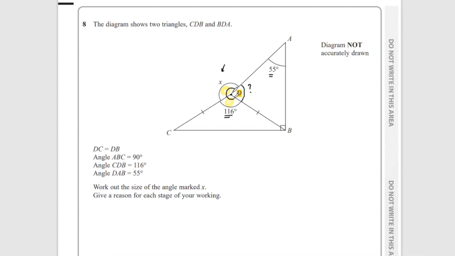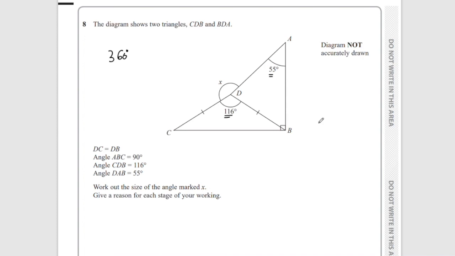Angles around a point add up to 360 degrees. So we know one already. We will know the angle D. Once we know angle D, it's very easy to figure out angle X, because we will add both of these and subtract from 360. Okay, so let's continue. So we are looking for angle D.